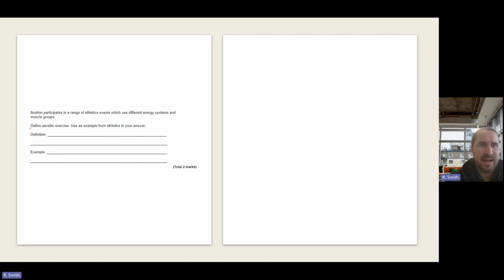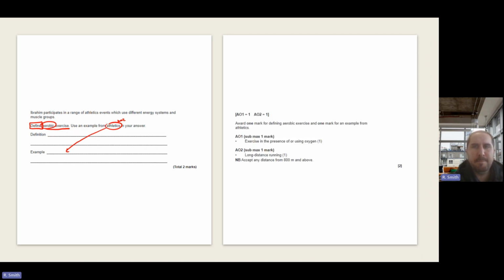Here you can see that we've got to, again, define aerobic exercise, and it's also, again, given as the AO2 context. So that AO2 must come from athletics. So we've got to pick an event that would be readily available. Aerobic, I'm going to circle it just to make sure it's in the forefront of my mind. So therefore, this is exercise in the presence of oxygen. And an example would be something like a marathon runner. Here they've mentioned long distance, except any distance from 800 meters and above. A marathon runner clearly is the obvious example. So we are guaranteeing the mark.